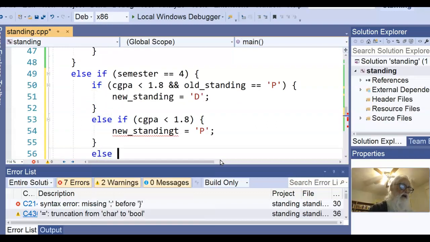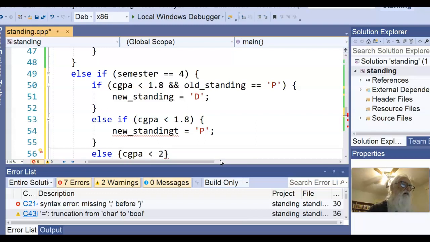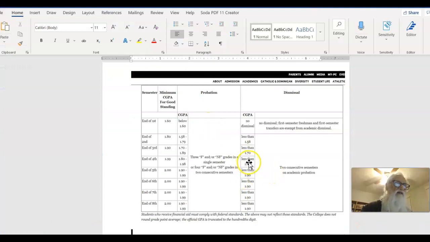Else, well, if your CGPA is less than 2, and I needed the if here, pardon me. Else if your CGPA is less than 2, then now that was 1.8 was actually dismissal, I think. Pardon me, I got that wrong. No matter what, you get thrown out. Even if you had a good standing the semester before. So the 1.8 gets you thrown out.